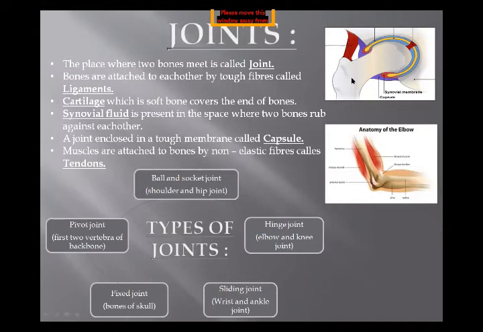I'm repeating, the ends of the bones inside the joint are covered with cartilage. So the synovial fluid and cartilage minimize the friction during the movement of bones at the joint. And these two bones are attached to each other by the fiber which is called ligament.